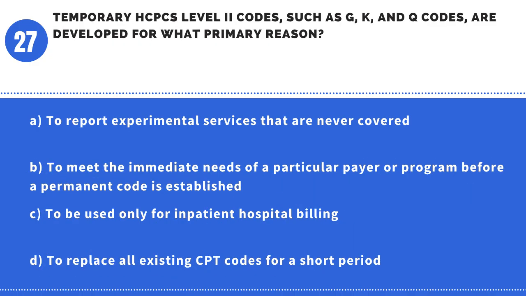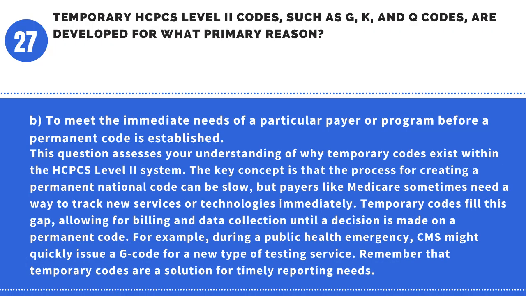Question 27. Temporary HCPCS Level 2 codes, such as G, K, and Q codes, are developed for what primary reason? A. To report experimental services that are never covered. B. To meet the immediate needs of a particular payer or program before a permanent code is established. C. To be used only for inpatient hospital billing. D. To replace all existing CPT codes for a short period. Answer: B. To meet the immediate needs of a particular payer or program before a permanent code is established.